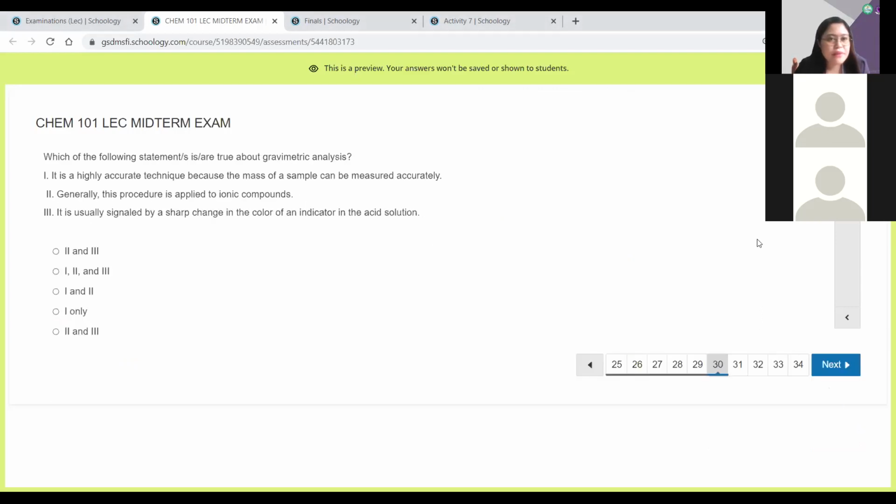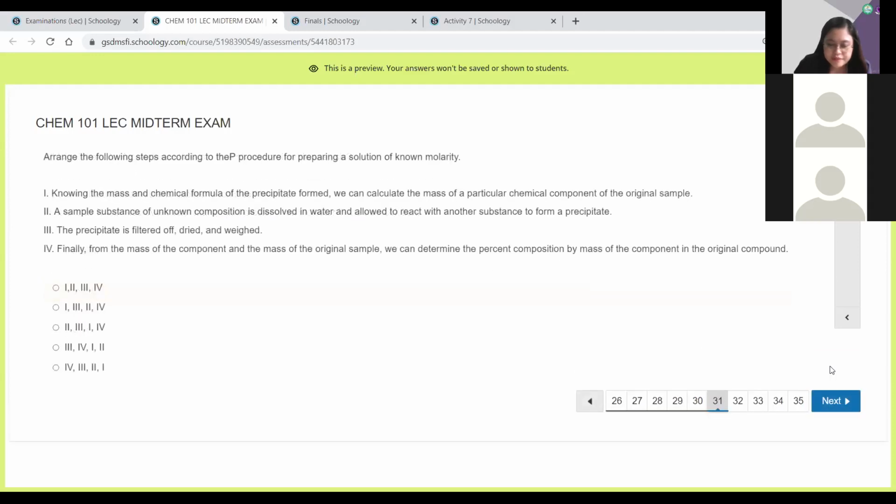Okay, and then which of the following statements are true about gravimetric analysis? One, it is a highly accurate technique because the mass of a sample can be measured accurately. Yes, that is true. And then generally this procedure is applied to ionic compounds. That is also true. Just remember when you say precipitation reaction, most of the time it involves ionic compounds. So we don't really get precipitate for organic compounds. We don't get that much of precipitate. And lastly, it is usually signaled by a sharp change in the color of an indicator in the acid solution. This is not true because this is for the titration. So 1 and 2 only.